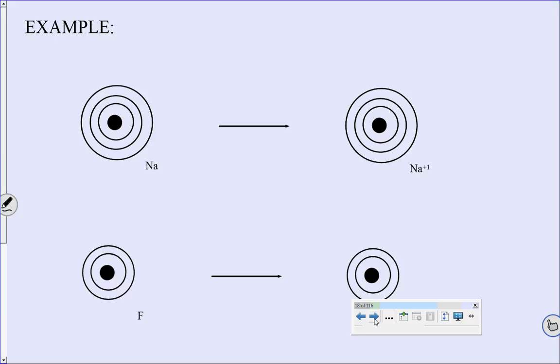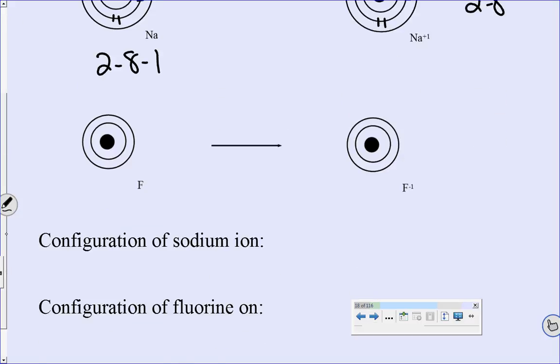If we were looking, for example, at sodium, sodium's electron configuration is 2, 8, 1. Sodium, in order to get 8 valence electrons, is going to lose that outside electron and now have the configuration 2, 8. So our atom's configuration is 2, 8, 1. Our ion's configuration with that +1 charge is 2-8.